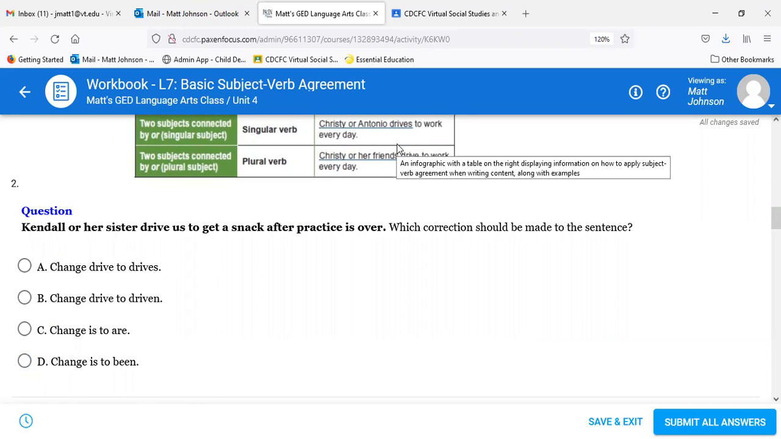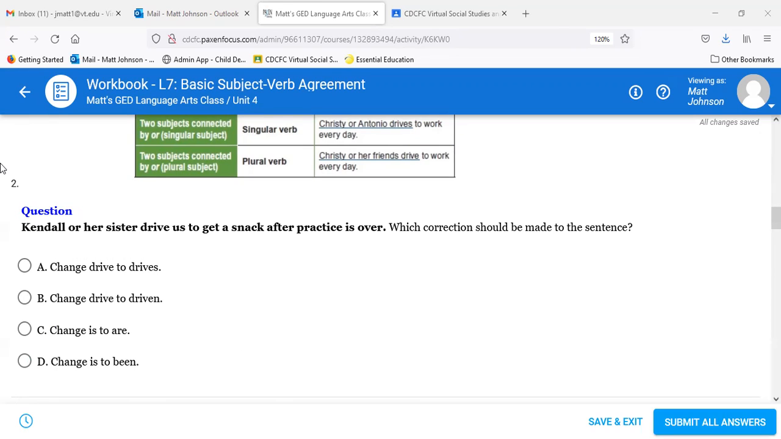Number two, Kendall or her sister drive us to get a snack after practice is over. Which correction should be made to the sentence? A, change drive to drives. B, change drive to driven. C, change is to are. D, change is to been.